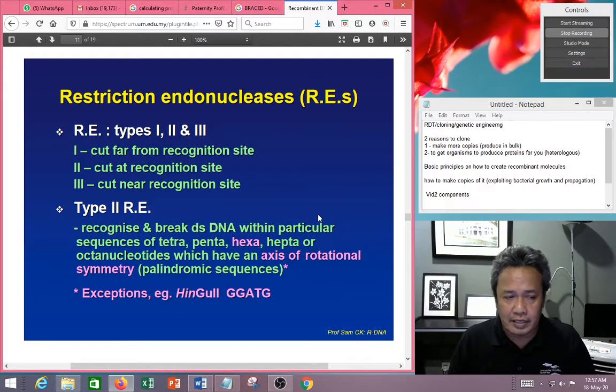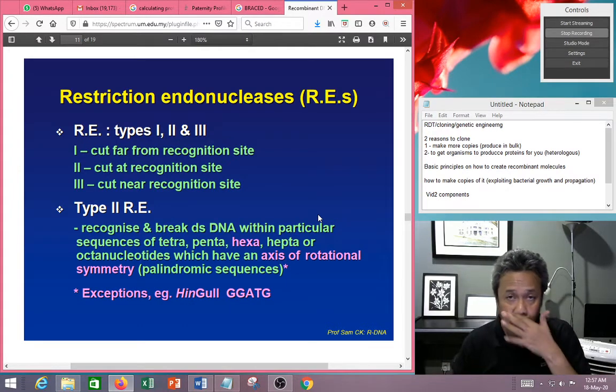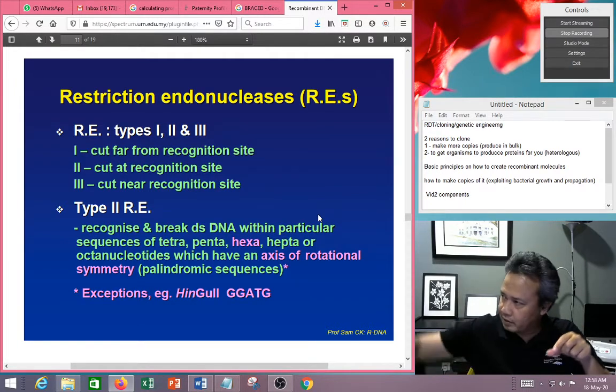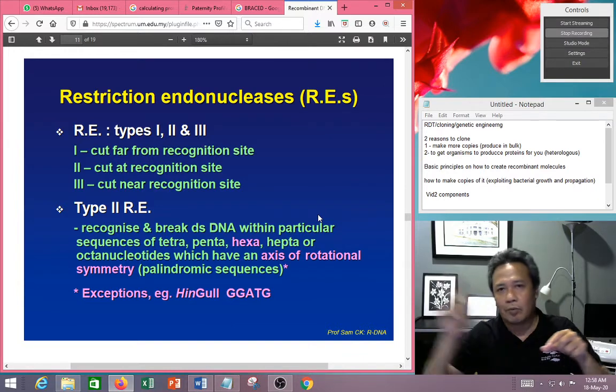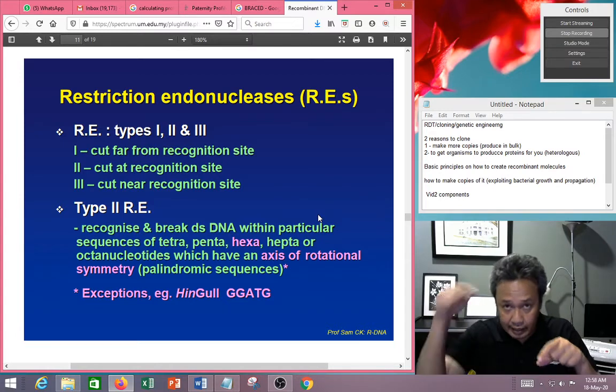So restriction enzymes, there are many types. You call them type 1, type 2, type 3. Most of the ones that we use in the lab are type 2. They differ in terms of how they cut. Type 1 cuts far from the recognition site, meaning the recognition site is the sequence. So let's say there's an enzyme that recognizes ATAT, for example, just for argument's sake. It recognizes ATAT, but it doesn't cut that. It cuts further away, somewhere downstream or upstream. So that's type 1. Type 2 recognizes the site and cuts there.